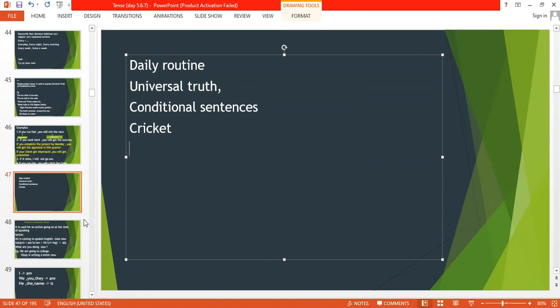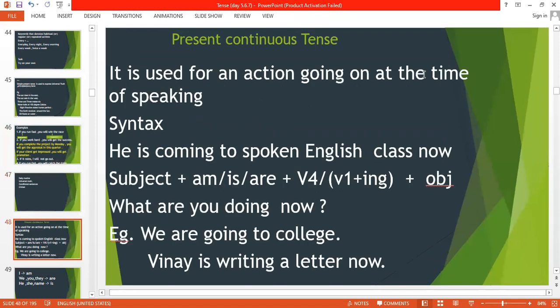Now let's go ahead with our next tense, that is present continuous. So what do you understand by present continuous? Present continuous is used to provide the action which is going on right now. Like if I ask, what are you doing? So you may say, I am studying, I am listening, we are writing, whatever the things.